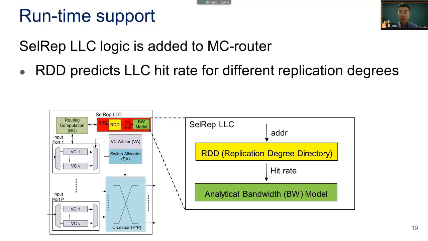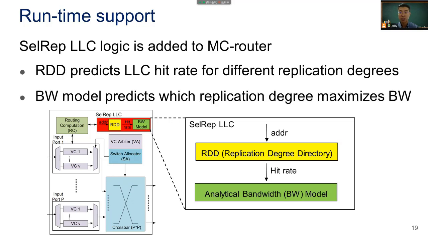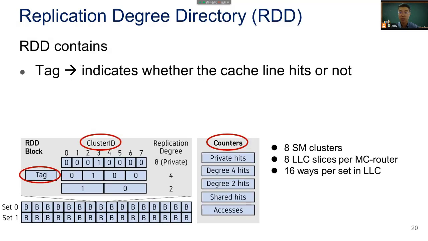The replication degree directory, RDD, predicts if a read-only memory request will hit in LLC with different degrees of replication, as well as the shared and private organization. CREP LLC divides time into epochs. At the end of an epoch, CREP LLC uses an analytical bandwidth model to predict which LLC organization maximizes bandwidth.